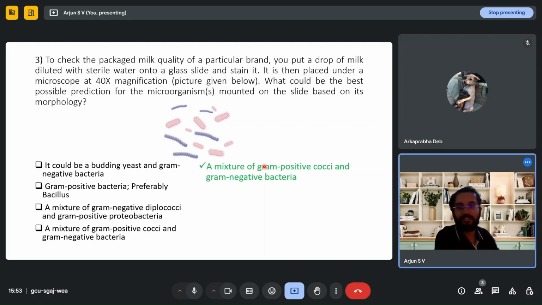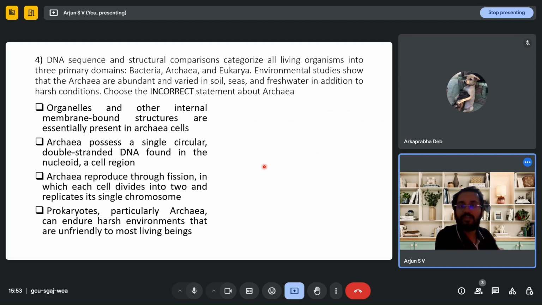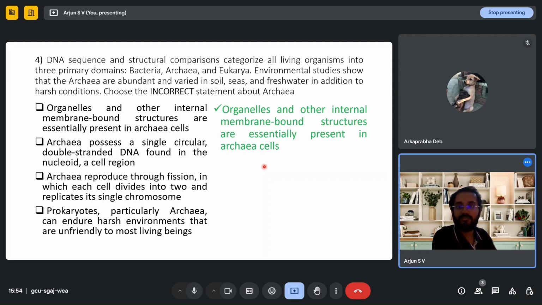Yeah, definitely. So, fourth question, DNA sequence and structural comparisons categorize all living organisms into three primary domains: bacteria, archaea, and eukarya. And environmental studies show that the archaea are abundant and varied in soil, seas, and fresh water, in addition to harsh conditions. Choose the correct statement about archaea. So the correct option is organelles and other internal membrane-bound structures are essentially present in archaea cells.